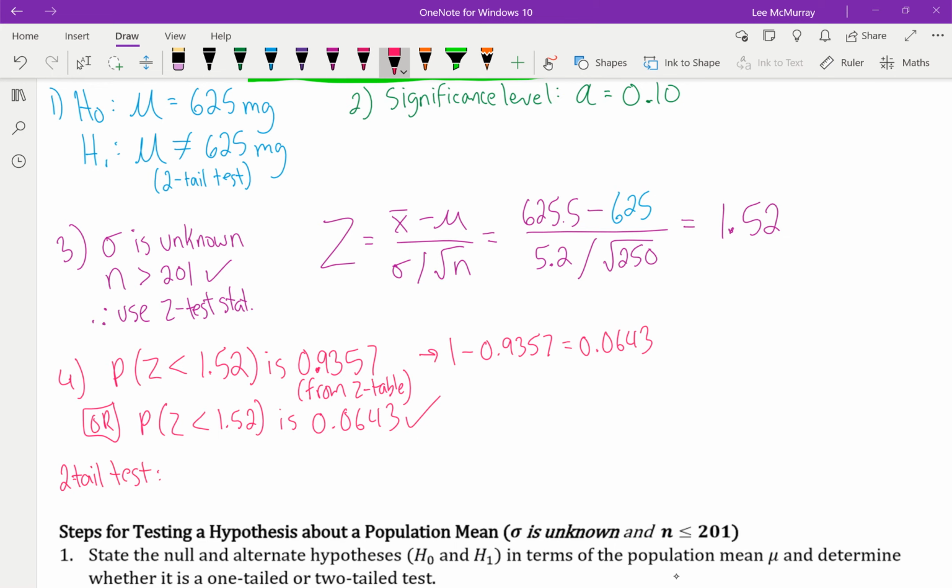So we can just write that here: p-value is doubled. So we're going to say 2 times 0.0643 is equal to 0.1286. So that is our p-value, and that's what we're going to compare to our significance level.